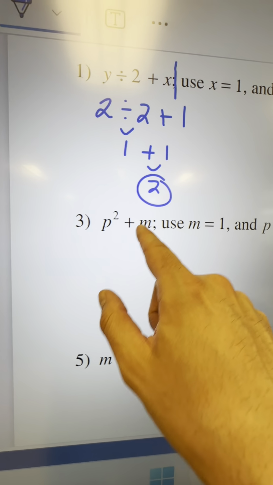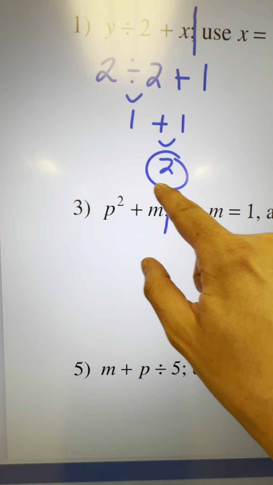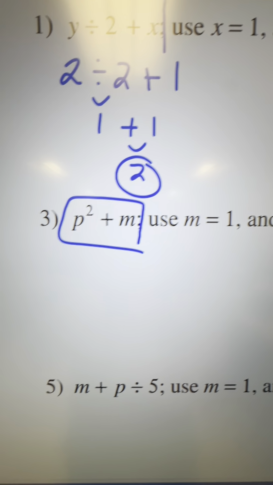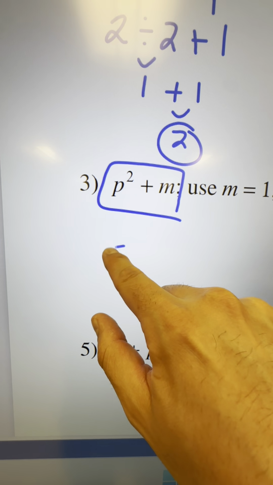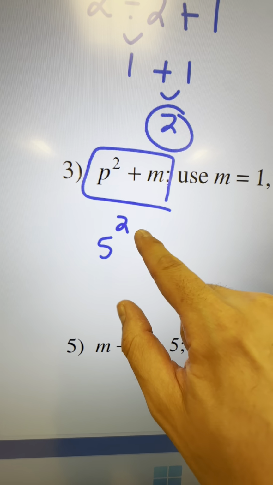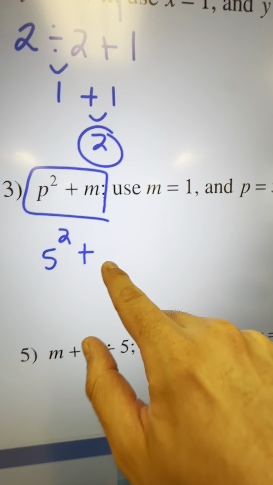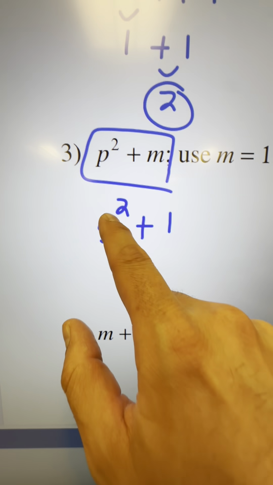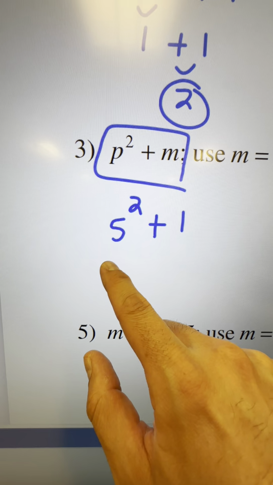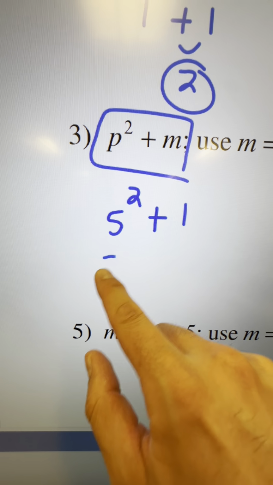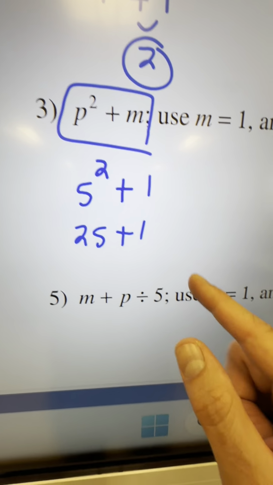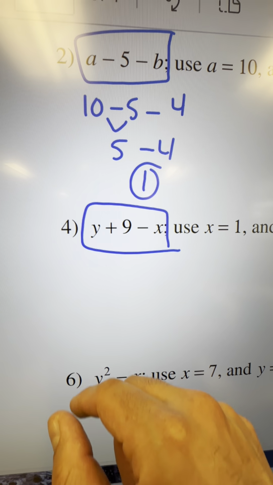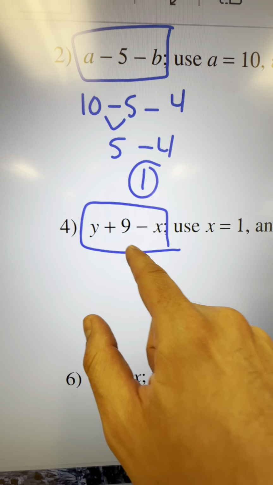All right, p squared plus m is the next example. So again, there's my semicolon there. So this is the problem. Use m equal to 1 and p is equal to 5. So p is 5, so I'll replace p with 5. 5 squared plus m, which is 1. And in order of operations, exponents is before addition. 5 squared just means 5 times 5, because 2 of these multiplied together is 25, plus 1 gives me 26.